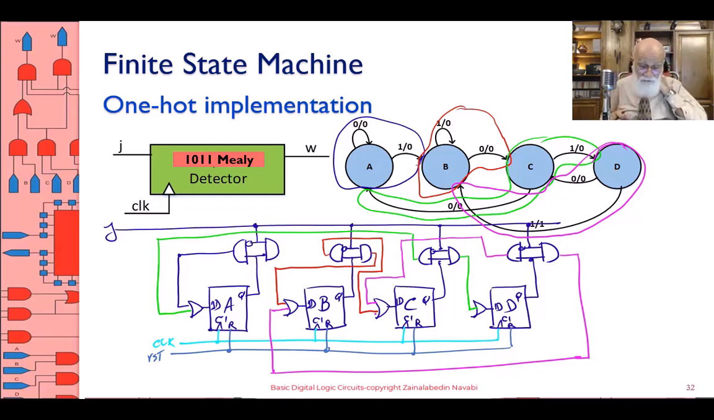Now, let's look at the output. The output says when you are in D and input is 1, the output is 1. So when I'm in D, which is this line here, and input is 1, means ANDing. The output is 1.